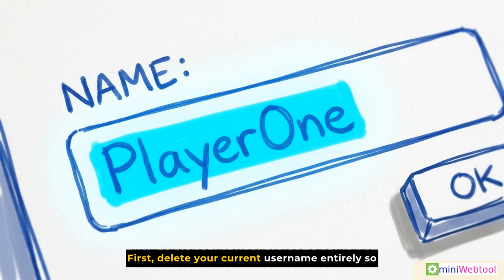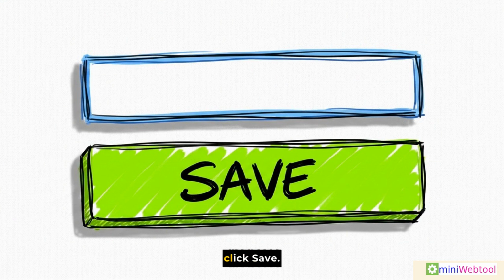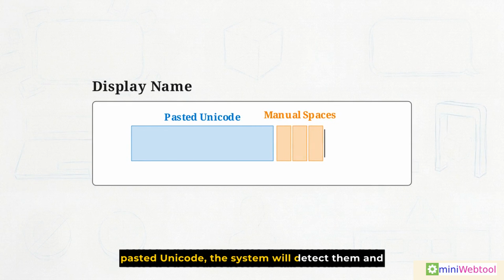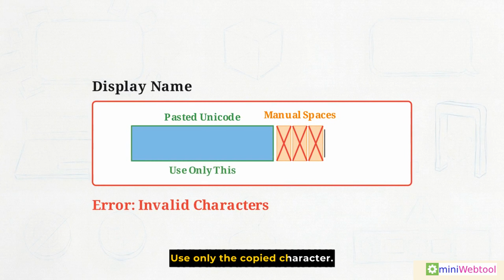First, delete your current username entirely so the field is ready for a new entry. Paste the invisible text into the name field and click Save. This diagram highlights a common error. If you manually type normal spaces around the pasted Unicode, the system will detect them and trigger an error warning. Use only the copied character.